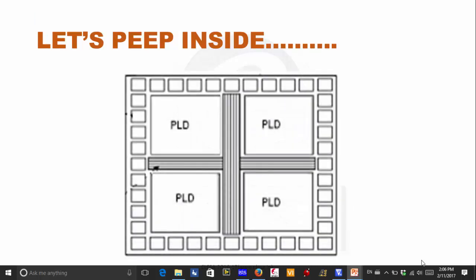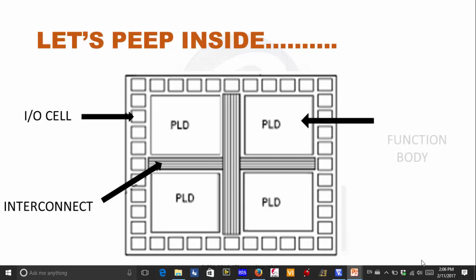This is a general CPLD architecture. Different manufacturers have taken many different approaches to the general architecture, but the basic elements of CPLD are I/O block, interconnects and PLDs. PLDs are also called function blocks, so from now onwards we are going to call PLDs function blocks.